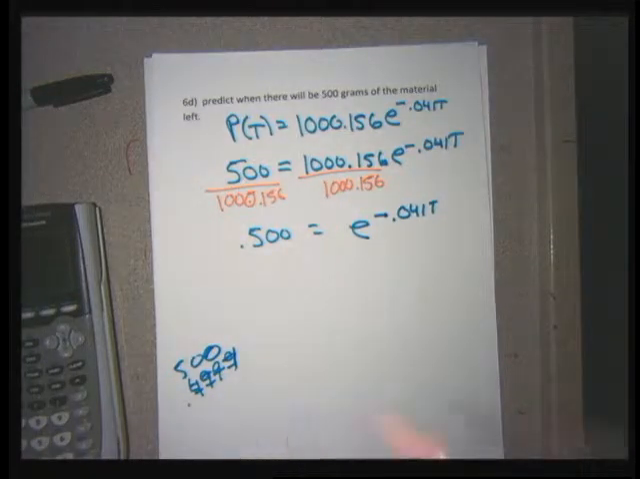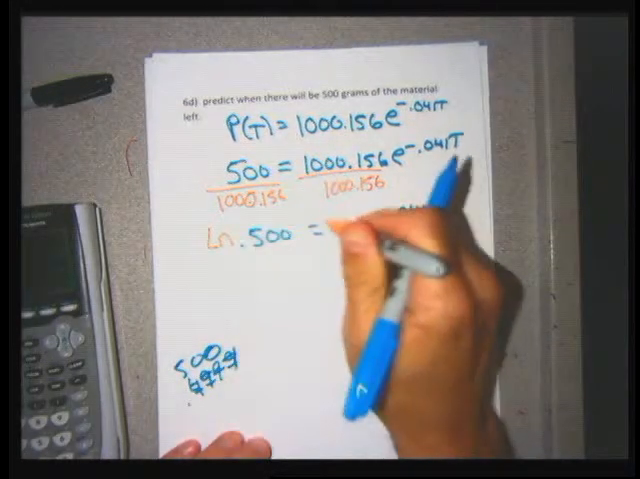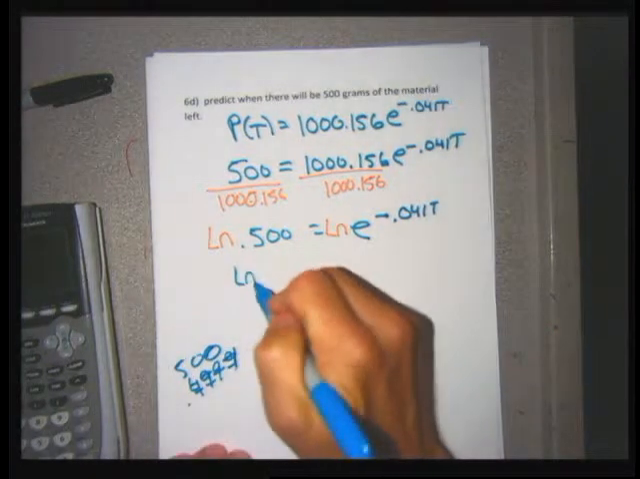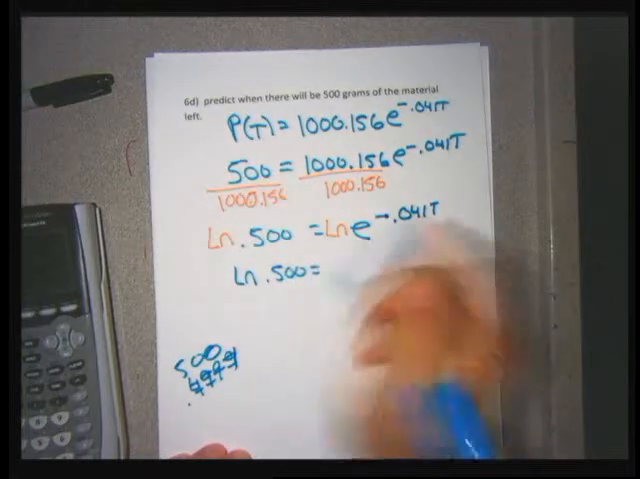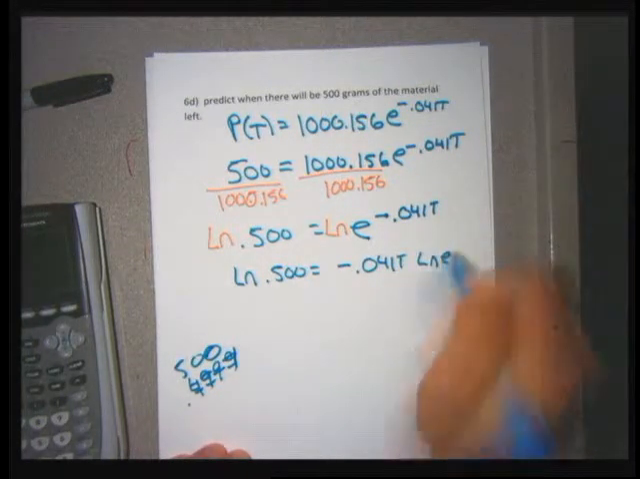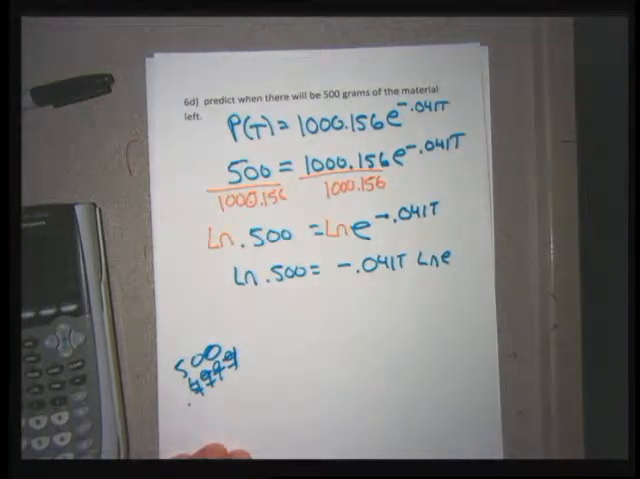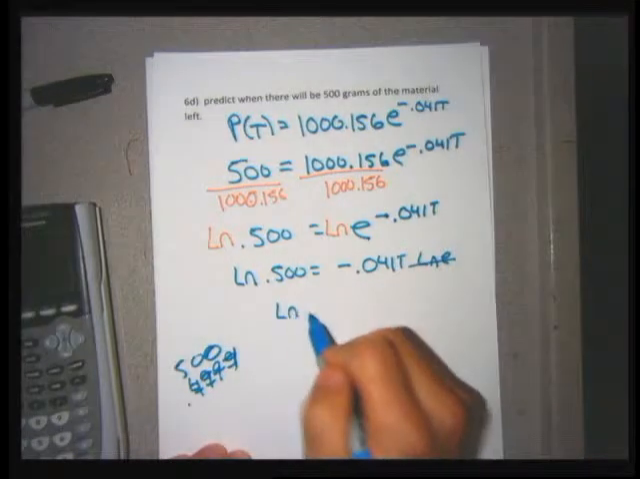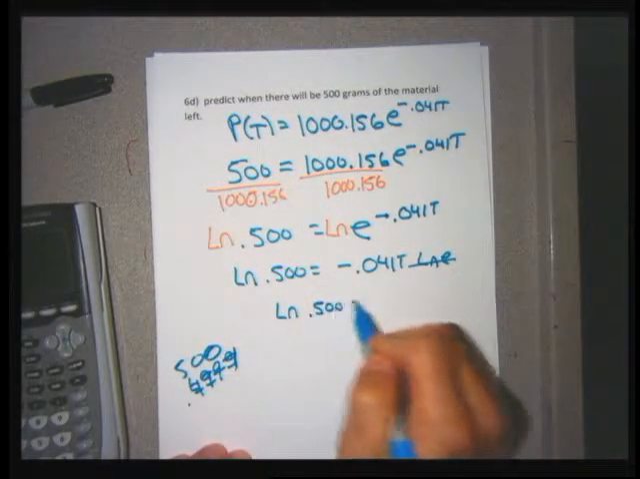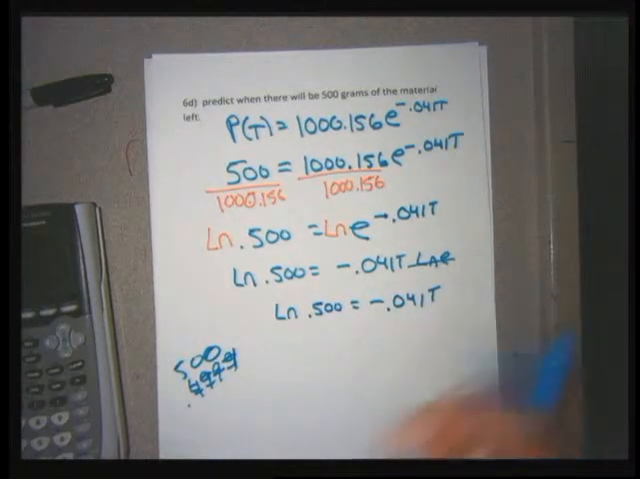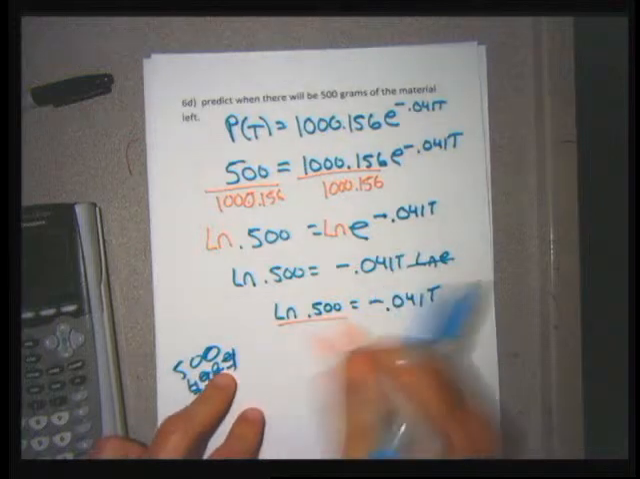Now I'm going to take the natural log of both sides. Leave the left side as the natural log of 0.500. On the right side, make the exponent into a coefficient. So I get the natural log of 0.5 equals negative 0.041 times the natural log of e. The natural log of e is equal to 1, so I get the natural log of 0.500 equals negative 0.041 t. I'm going to divide both sides by negative 0.041.